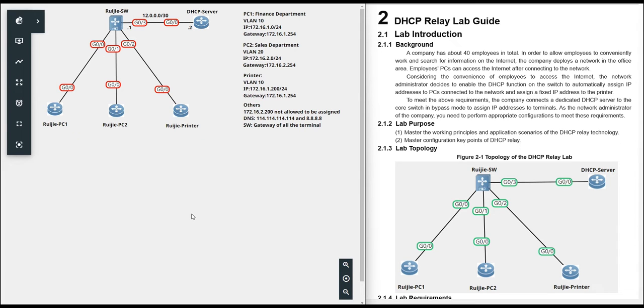So in this practice, we will use a DHCP server. Of course, we also use a router to simulate the DHCP server. And the Ruijie switch only plays the role of a switch, providing network connections. We will have some terminals that also want to get an IP address from the server. But between the server and the terminals, they belong to different IP segments. So this is the basic background, right?